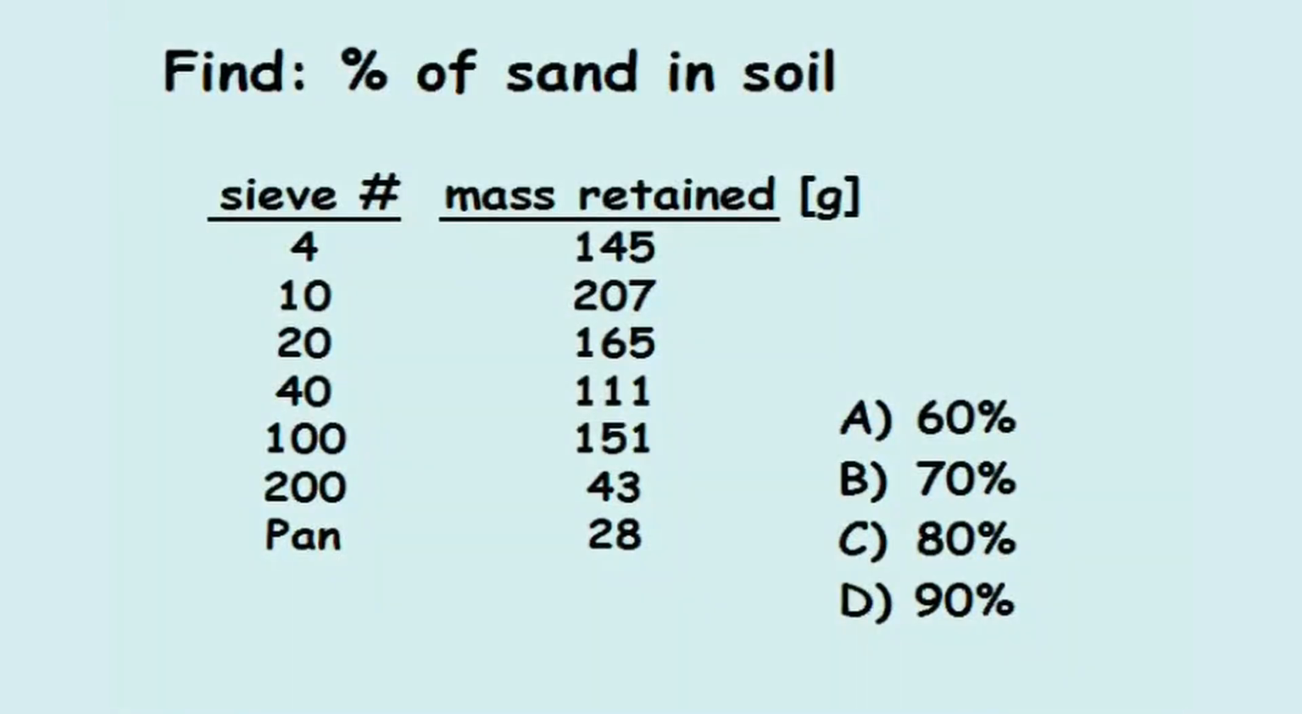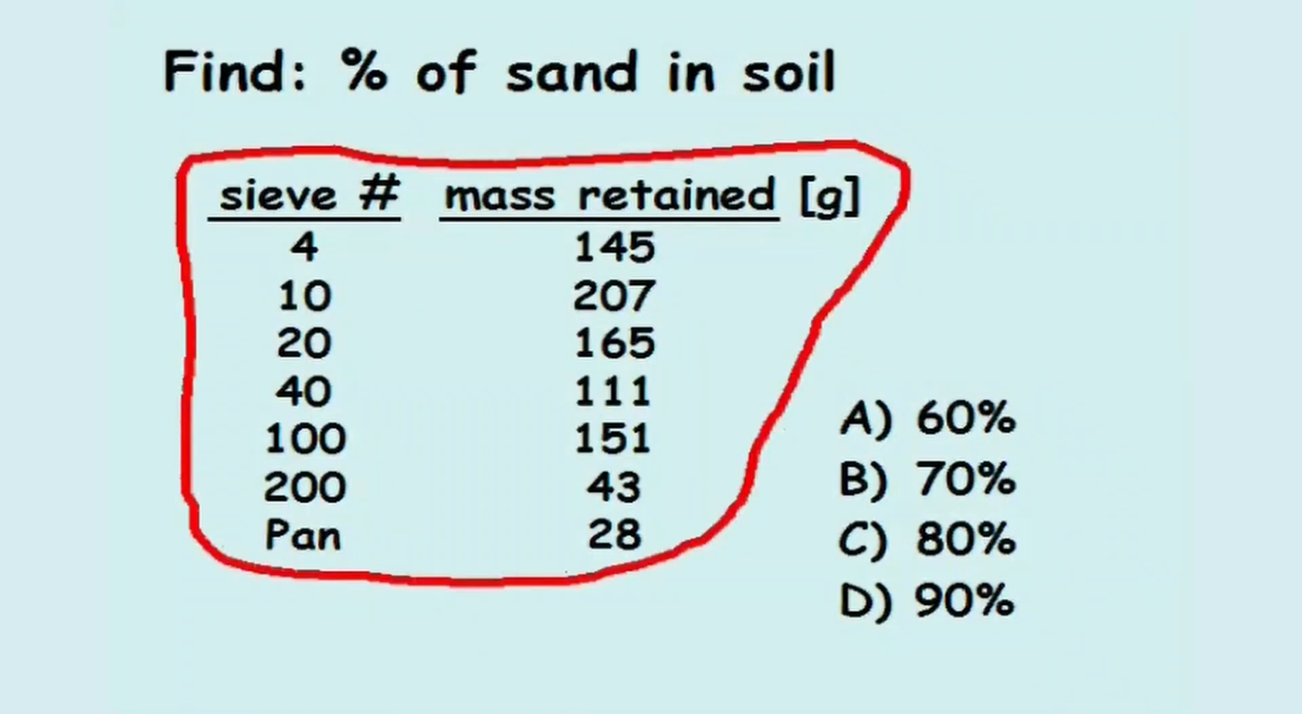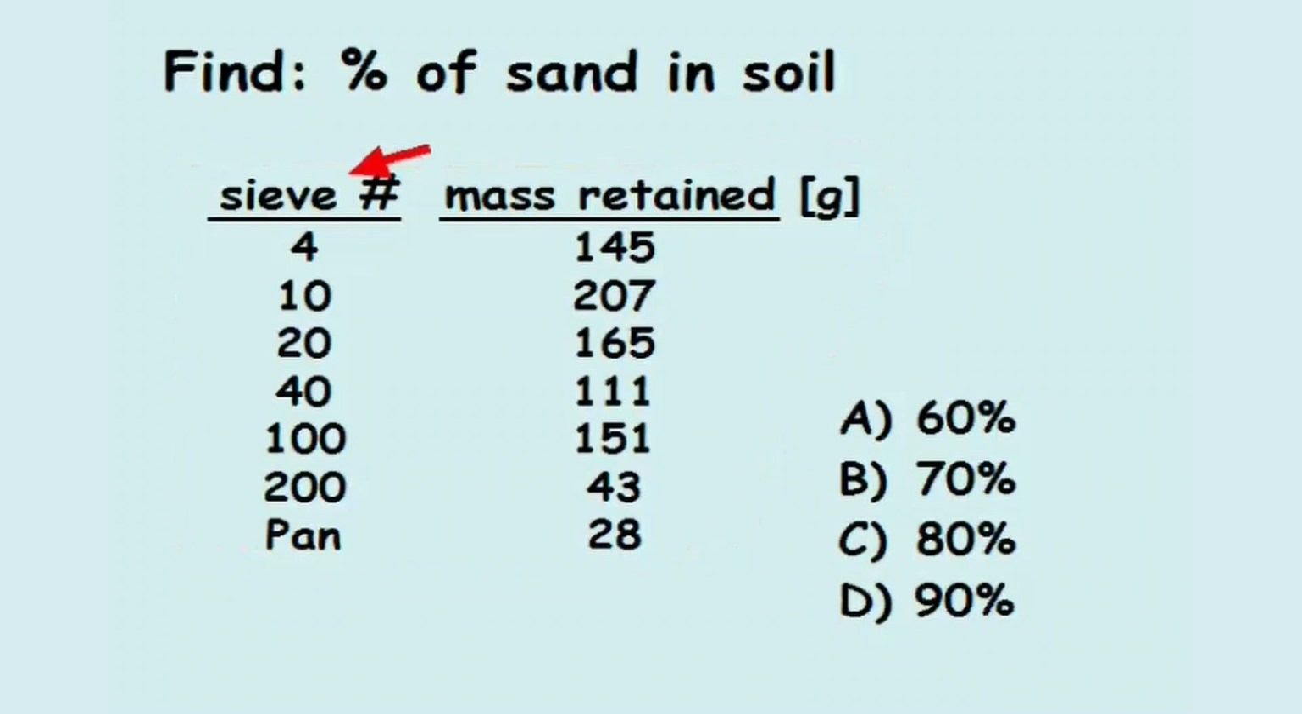Find the percent of sand in the soil. In this problem, we've been provided the results from a sieve analysis test, where the sieves are ordered from largest opening to smallest opening.